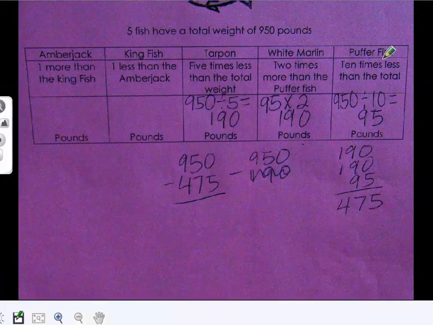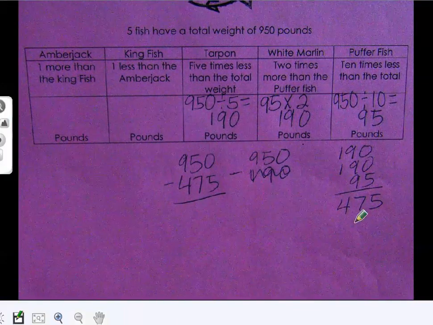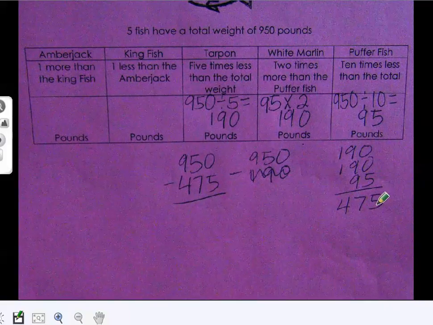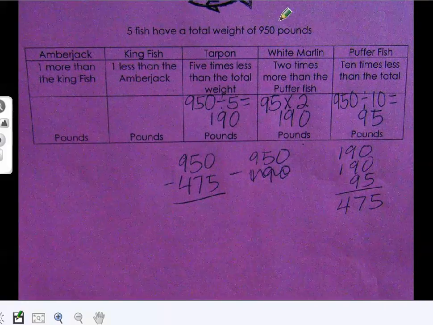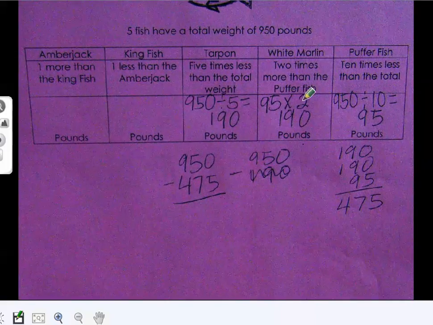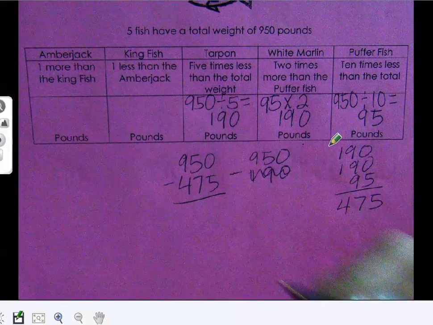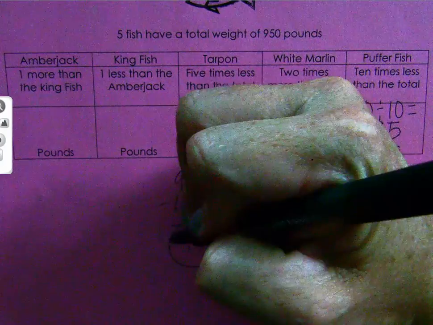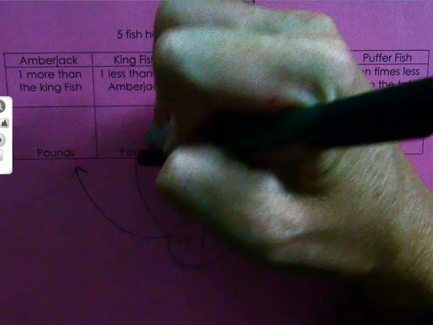Okay, so back to what we're doing. We had 190, 190, and 95 gives us a total of 475. Our total is 950. So how much do we have left? We have 950 to start with. These 3 fish combined give us 475. So we're left with 475 pounds left to distribute between the kingfish and the amberjack.